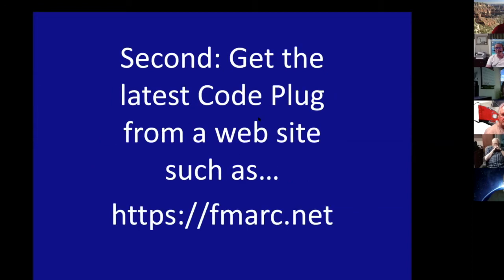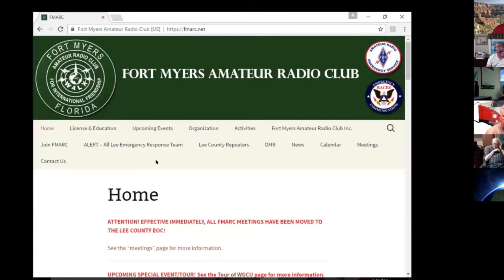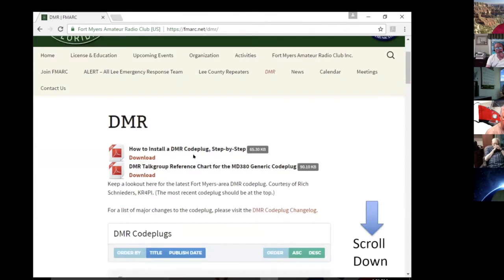You want to make sure you get the latest code plug from a website. This is the DMR Mark website. If you're interested primarily in DMR Mark, this is the place to get code plugs and learn more about that network. As I said, I have an interest in Florida, and this is the Fort Myers Amateur Radio Club. As you can see, they have a DMR button there, and if you press that, you're going to get access to their code plug database.